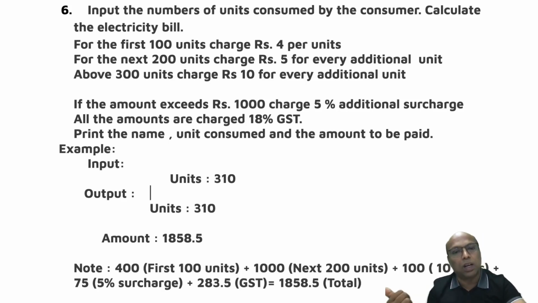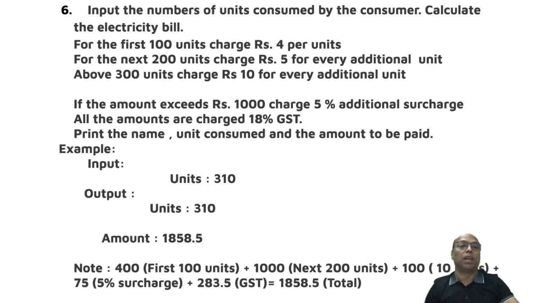Now, above 300 units, for every additional unit, I have to charge what? 10 rupees. That means if I have been given 301 units, for the first 100, 4 rupees only. For the next 200 is what? 5 rupees. For 1 unit, I have to charge 10 rupees. Remember. That means if I give you 600 units, 100 units 4 rupees, 200 units is what? 5 rupees, and remaining 300 units, how much I have to charge what?